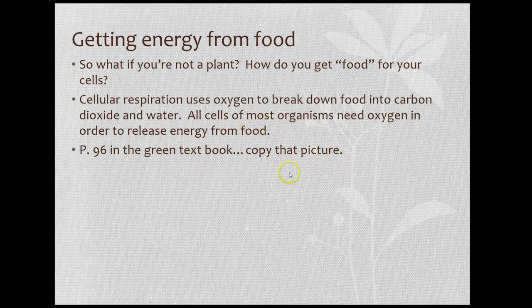But it doesn't matter whether you're a plant or an animal cell. And remember, those are the only two types of cells that you can get broken down into, plant or animal cells. All cells are going to go through this process of cellular respiration. Plants are going to go through photosynthesis and cellular respiration. We just do this one.